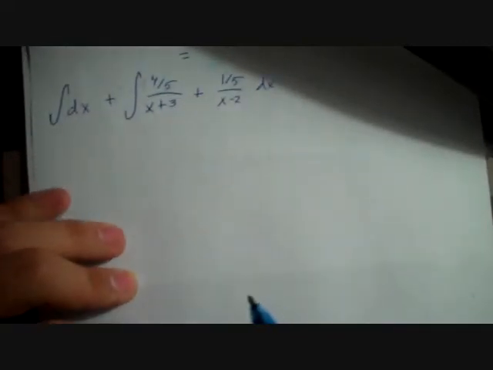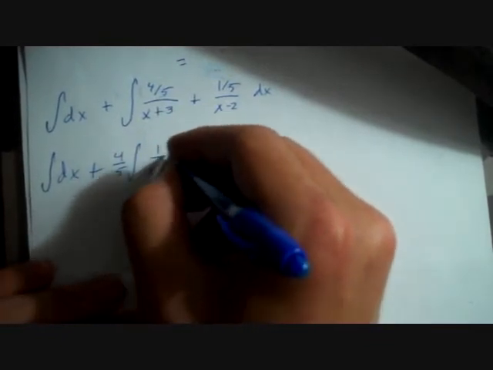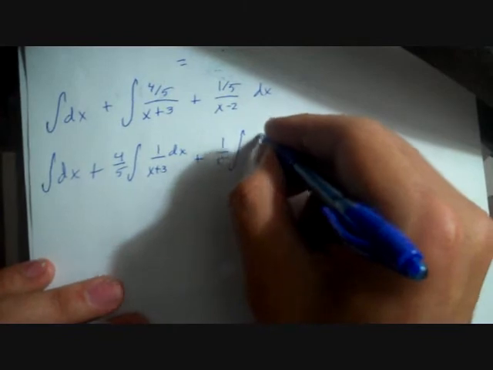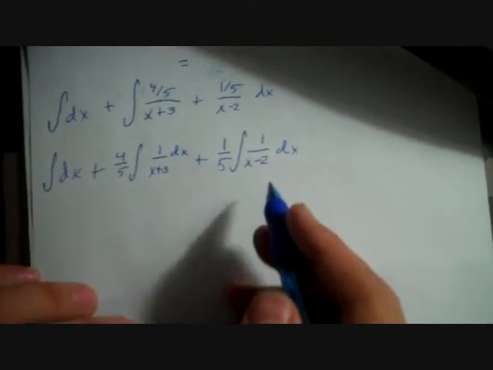Now there is a constant multiple rule where we can take constants out of our integrand, and a sum and difference rule where we can split up our integrand into sums. The integral of a sum is equal to the sum of the integrals. So this will now look like the integral of dx plus 4/5 the integral of 1 over x plus 3 dx plus 1/5 the integral of 1 over x minus 2 dx. Now these are all very easily integrated.